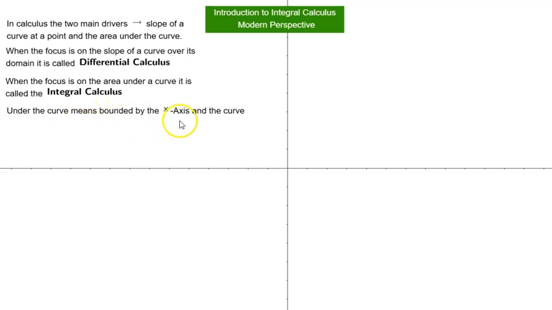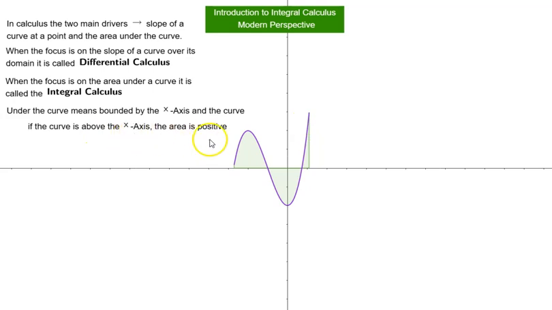Under the curve means bounded by the x-axis and the curve. So let's look at a curve. If we are interested in the area under the curve, then this is the area that we are talking of. So here, this area is bounded by the x-axis and the curve. If the curve is above the x-axis, the area is positive. So this area and this area is positive.